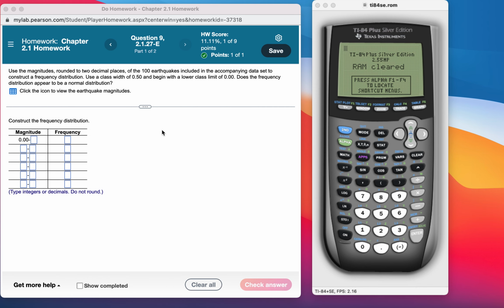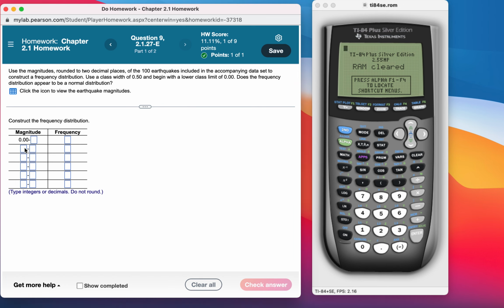It says use the magnitudes rounded to 2 decimal places of the 100 earthquakes included in the accompanying data set to construct a frequency distribution. Use a class width of 0.50 and begin with a lower class limit of 0.00. Does the frequency distribution appear to be normal?